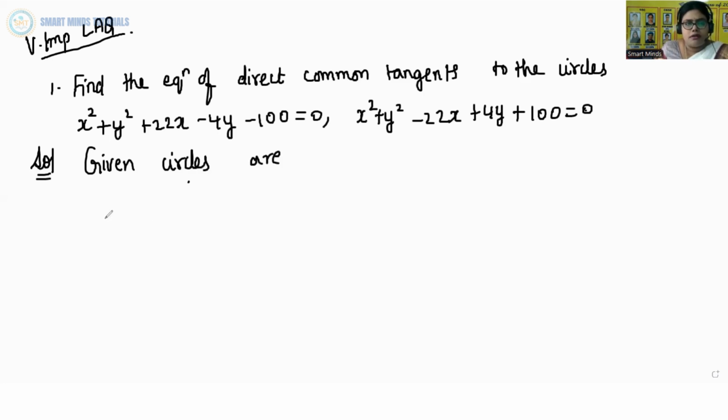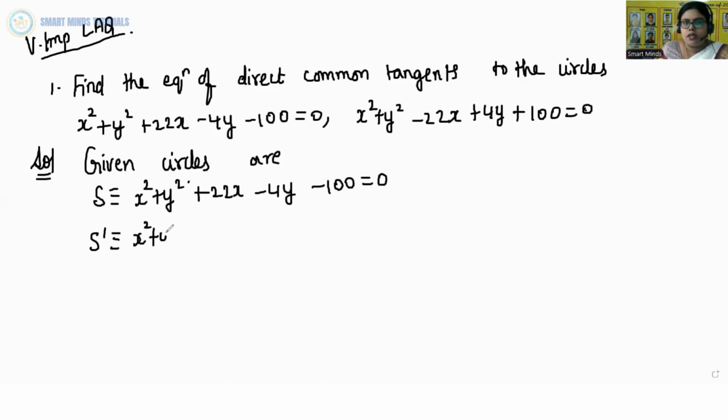Given circles are, we name the first circle as S. So x square plus y square plus 22x minus 4y minus 100 is equal to 0. And the second circle we name it as S dash. So S dash is x square plus y square minus 22x plus 4y plus 100 equals to 0. Let's say this is equation number 1 and this is equation number 2.